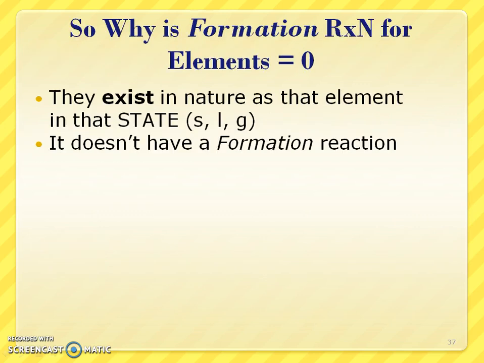So why is the formation reaction for these elements 0? Because that's how they exist in nature. They exist as that solid, liquid, or gas. If it doesn't have a formation reaction, it's automatically 0, if that makes any sense. There has to be a standard. There has to be a point where we can relate everything to. So there's no formation of bromine liquid because that's how it exists in nature.